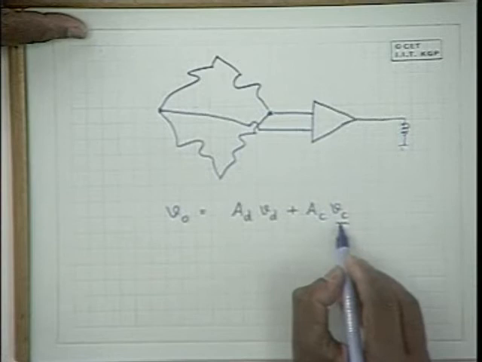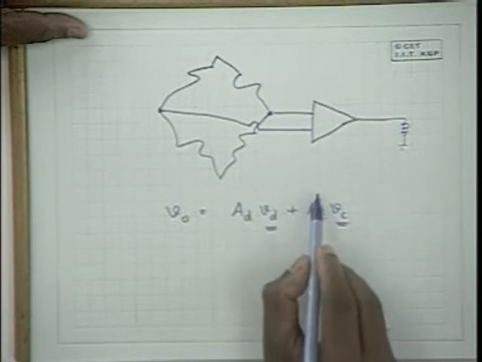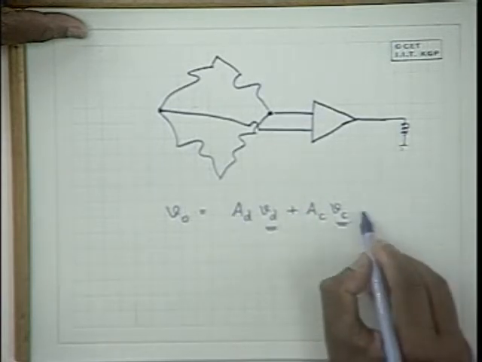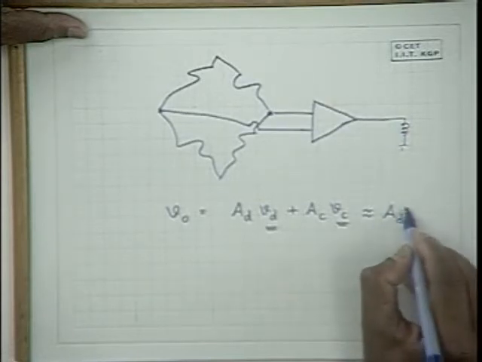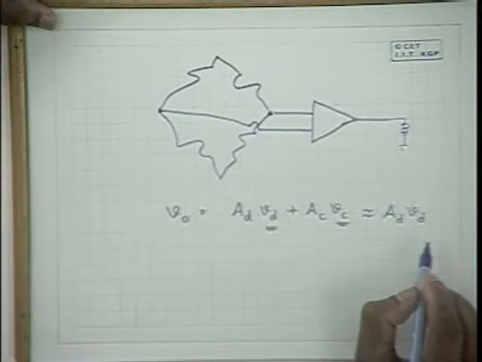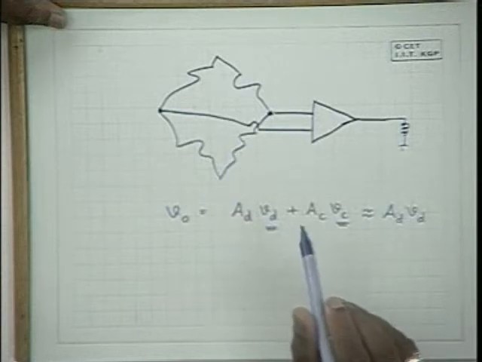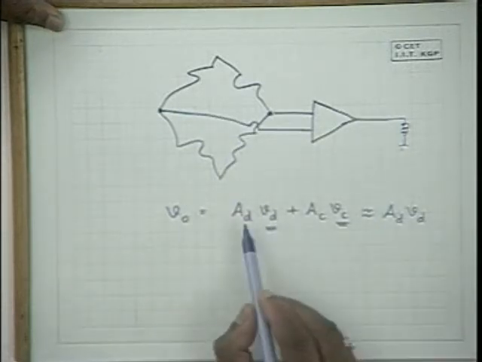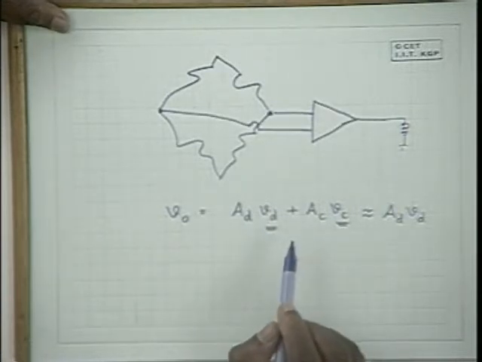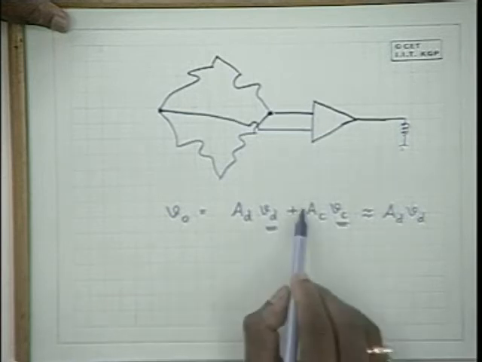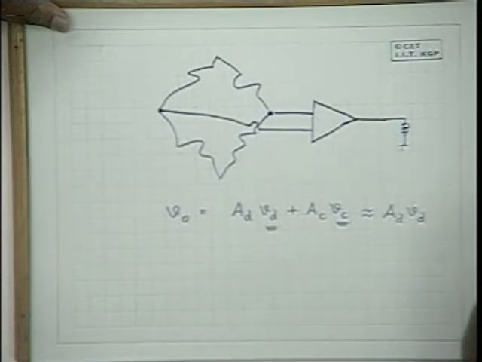And when VC and VD are of the same order, and if AC is much smaller than AD, this is naturally approximately equal to AD into VD itself. Therefore, the output is proportional to the differential mode signal itself. And please note that the AD to AC ratio in practice is of the order of a few tens of thousands. Hence, the common mode component of the output is negligibly small.